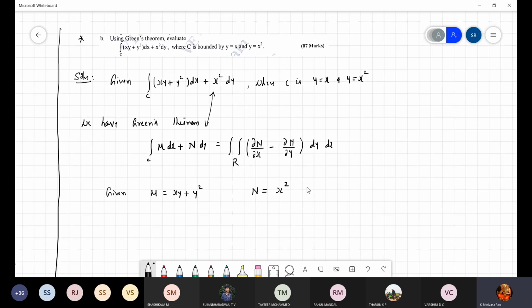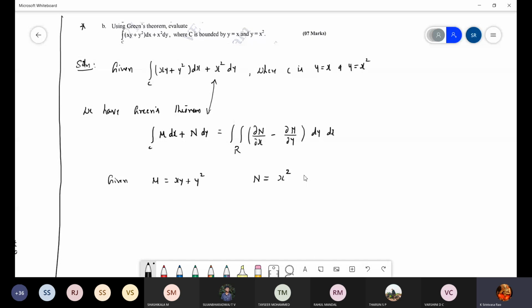Now here you see the RHS. This RHS only we have to solve, because whatever the problem is given, it is the left hand side, LHS. Therefore, you should calculate this RHS. So what is required on the RHS? Dou n by dou x minus dou m by dou y. So what is dou m by dou y?